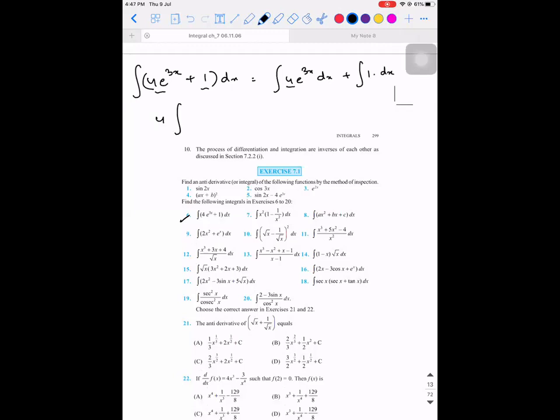So 4 is a constant, so 4 will come out. 4 into e power 3x dx plus 1 is a constant, so integral of dx. So this will be 4 into, what is the integral of e power 3x? E power 3x by 3. So that's what I wrote. So e power 3x by 3 plus integral of dx is x. And you need to add a constant because it is indefinite integration.